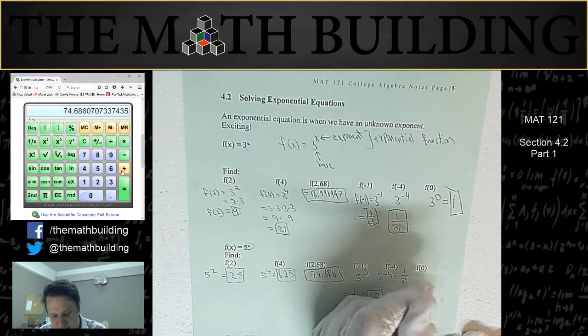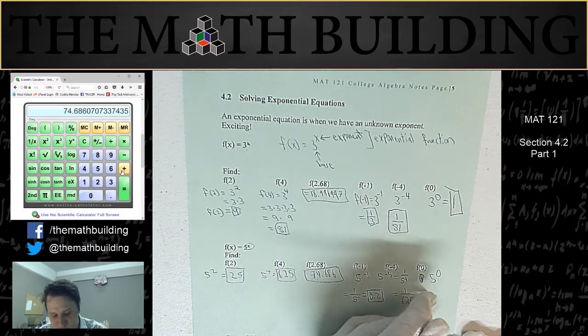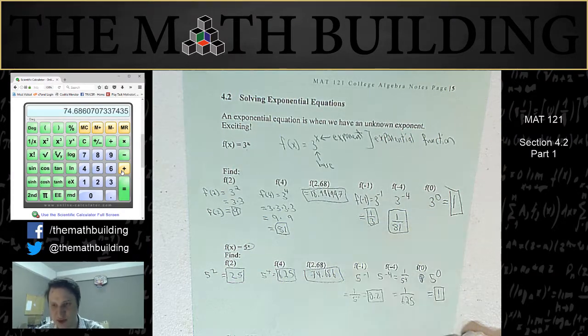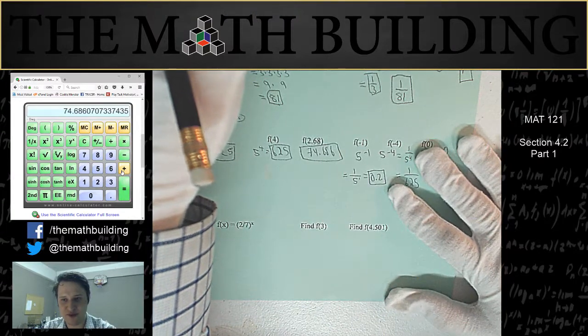Finally, what would f of 0 be, if we plug in a 0 for x? We would get 5 to the 0. And remember, anything to the 0 is equal to 1. Hopefully you're getting the idea on this. Let's do one last example before we wrap this video up.